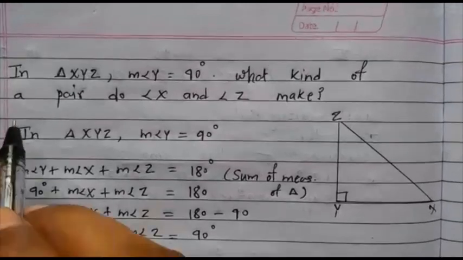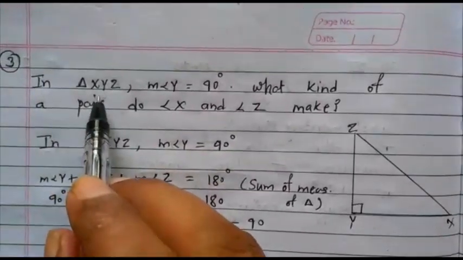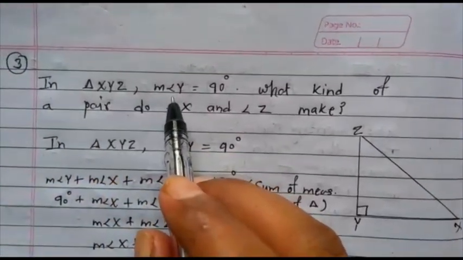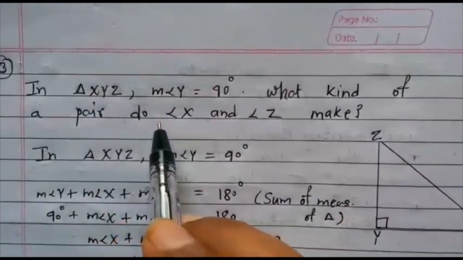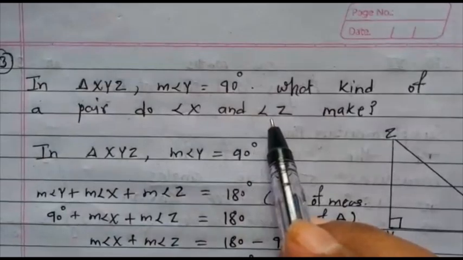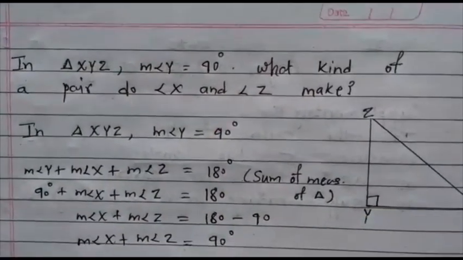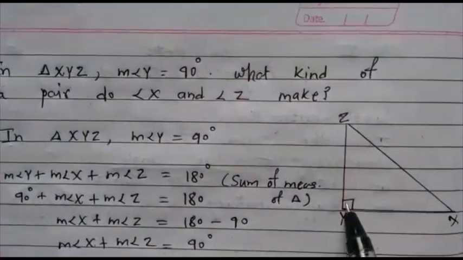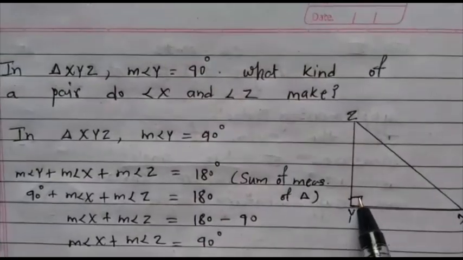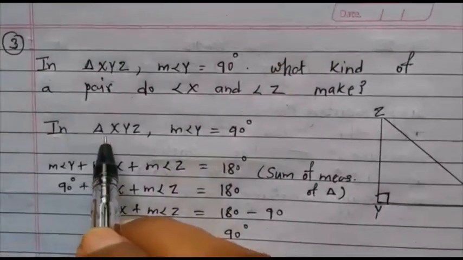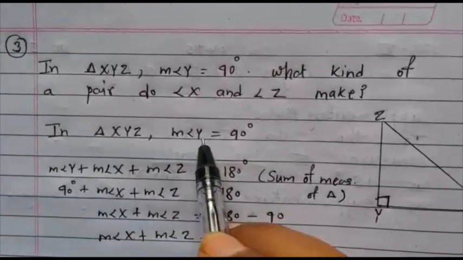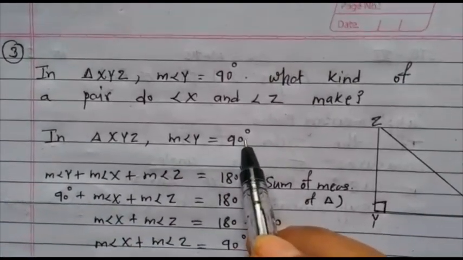Now your third question is what? In a triangle XYZ, measure of angle Y is 90 degrees. What kind of a pair do angle X and angle Z make? Now see here, this is a triangle XYZ. It is already given, angle Y makes the 90 degrees. So write down, in a triangle XYZ, measure of angle Y is 90 degrees.